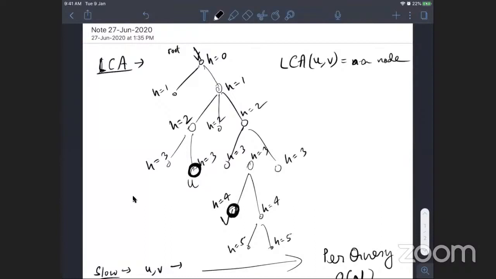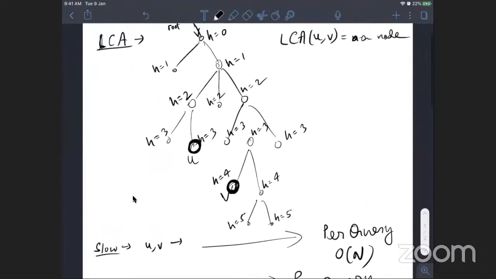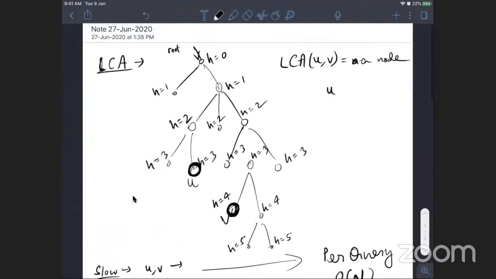Now the algorithm for a slow LCA, slow lowest common ancestor finding, is basically: take the two nodes u and v, let u dash be u, let v dash be v. Now, whichever one is deeper in the tree, make him climb one step up.